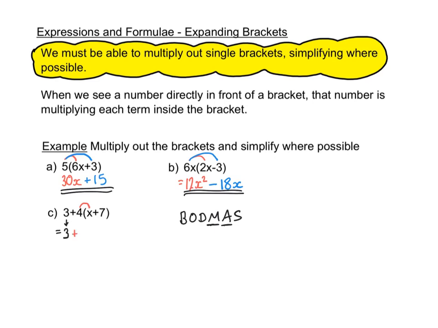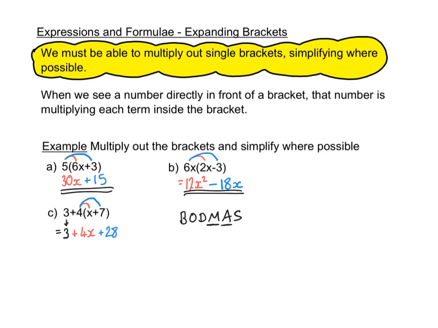Now it's positive 4 times positive x, so that's positive 4x, nice and easy. We're then going to multiply the second thing in the bracket by the 4, so that's positive 4 times positive 7, which gives me positive 28.